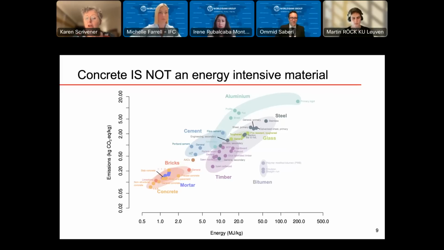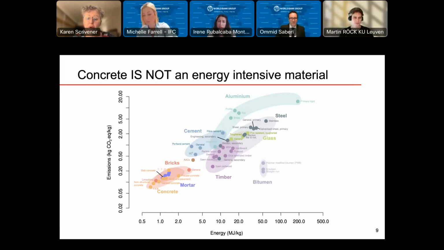Now, concrete gets this very bad name, but from an intrinsic point of view, it's actually a material with some of the lowest embodied CO2 and embodied energy there is, as seen in this graph here. It's only because we use so much of it that this all adds up to this very important amount of CO2 emissions of about 8% of world emissions.